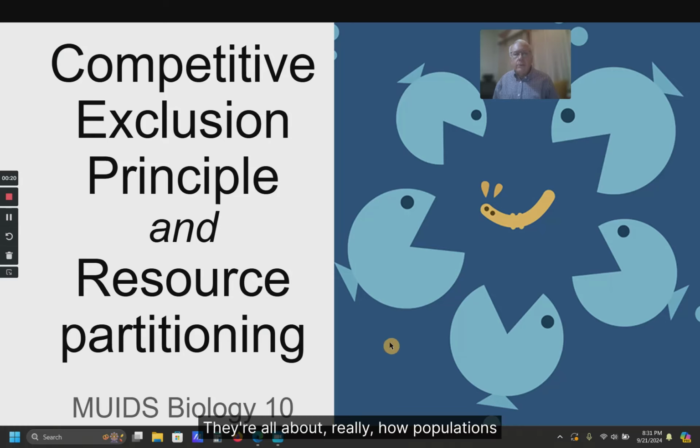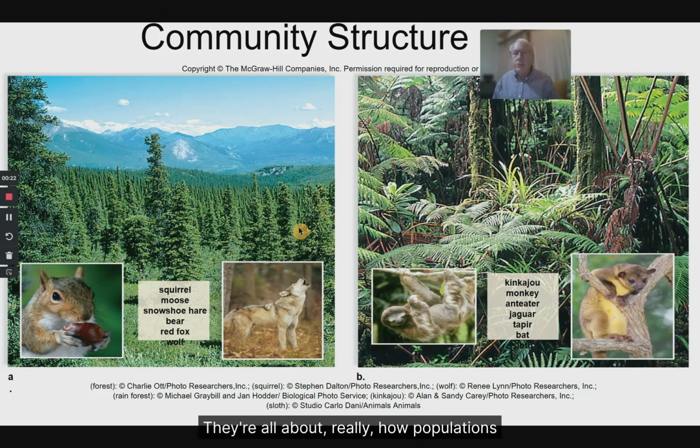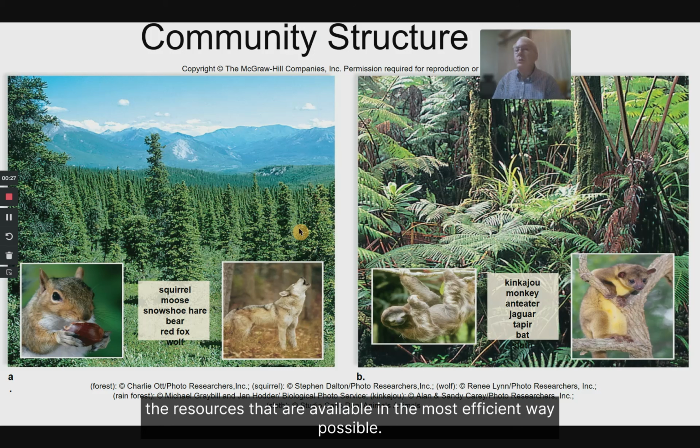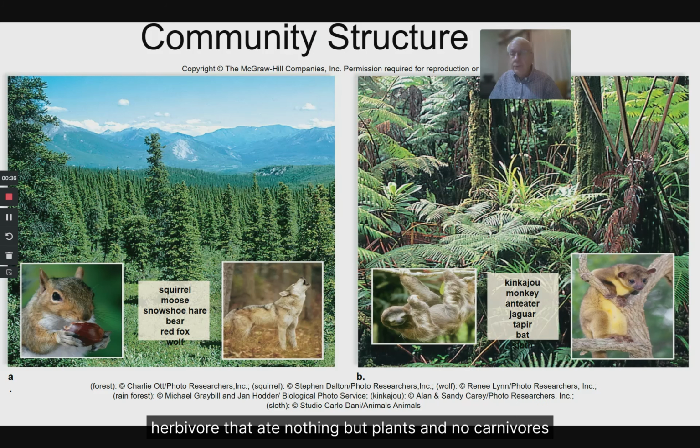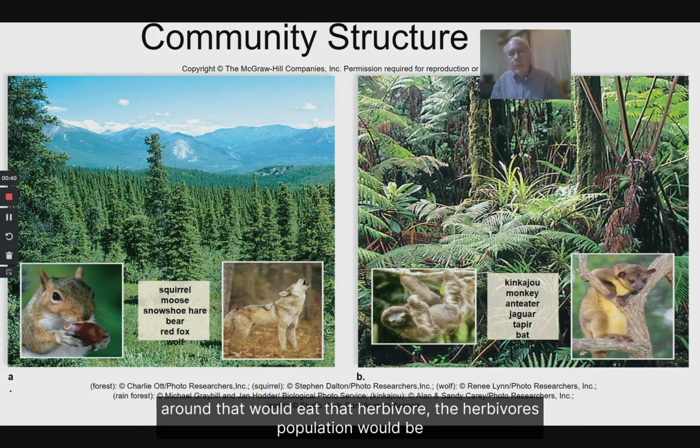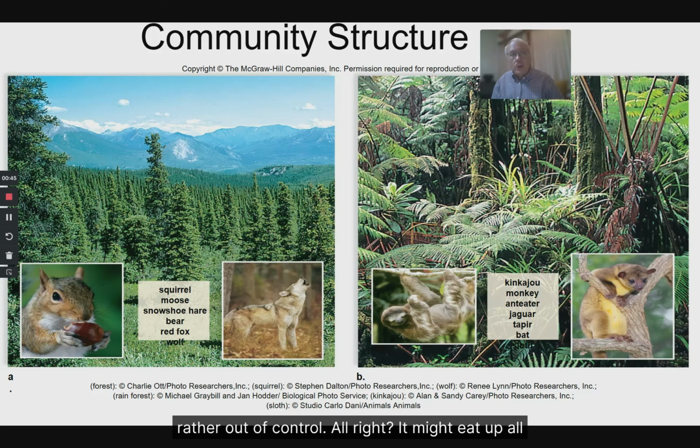They're all about how populations within a community work together to use the resources that are available in the most efficient way possible. If there was just one kind of animal in a community, say one herbivore that ate nothing but plants, and no carnivores around that would eat that herbivore, the herbivore's population would be rather out of control. All right. It might eat up all the plants, or it might have boom and bust cycles.